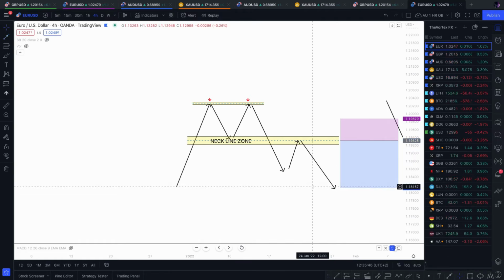It's as simple as that, right? We make our neckline, we wait for a close below the neckline, we wait for a retrace back into the neckline, and then we enter. All right.